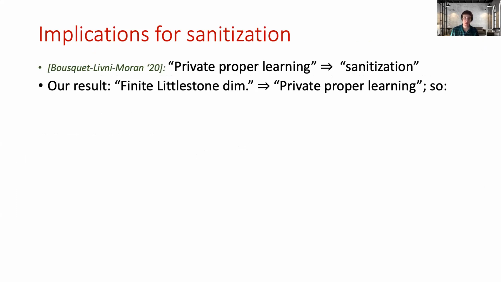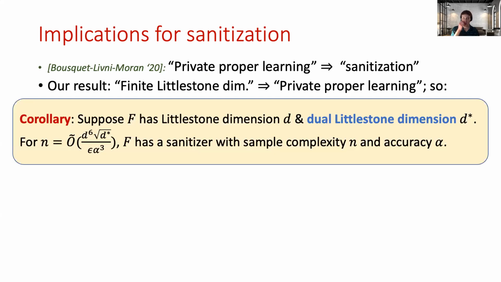Now, sanitization has been studied before, and an important result by Bousquet, Livni, and Ron is that if a class has a private proper learning algorithm, then it has a sanitizer. And now our result shows that if you have finite Littlestone dimension, then the class has a private proper learning algorithm. So we can essentially put these two results together and show the following. If a class F has finite Littlestone dimension equal to D, and dual Littlestone dimension equal to D star, then for a number of samples which is polynomial in the Littlestone dimension and the dual Littlestone dimension, this class has a sanitizer with sample complexity n, that number of samples, and accuracy alpha.